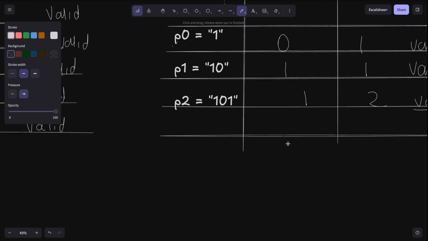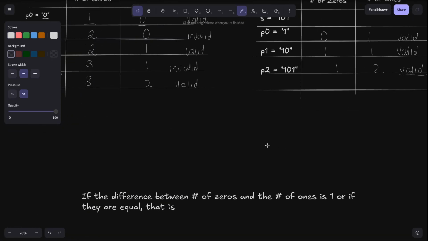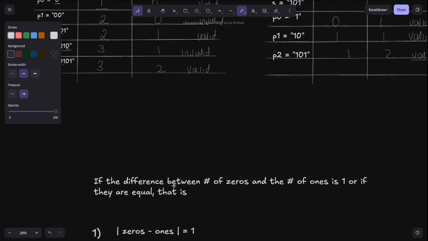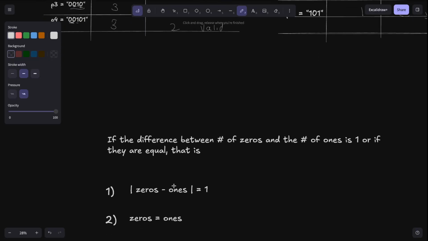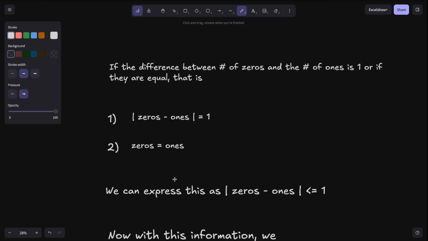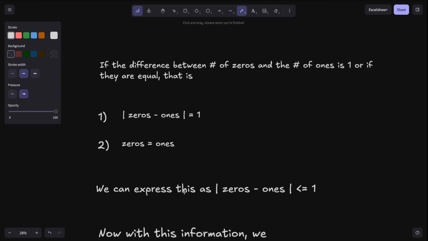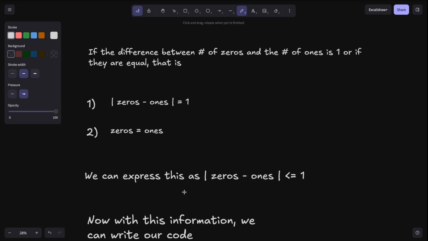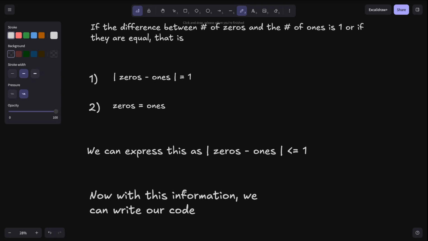There's a key observation that we can make. We can say that if the difference between the number of zeros and the number of ones is 1, or if they're equal, that is, the absolute difference between zeros and ones is equal to 1 or the zeros are equal to ones, we can express this as the absolute difference of the number of zeros minus the number of ones being less than or equal to 1. And now with this information, we can write our solution.